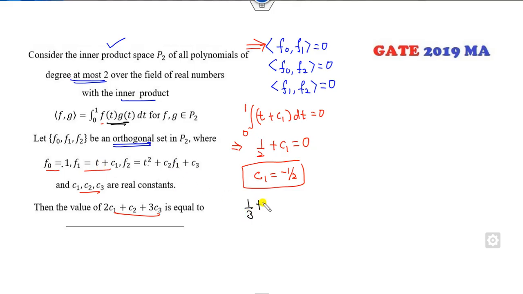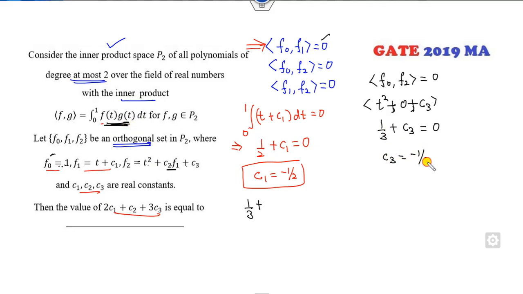What is the integration of F1? F0, okay, F0 and F2. I can tell you a simple way. There is no need to solve like this: F0, 1 into t square is basically t square. F0 into F1, if you multiply F0 and F1, there is already a 0. F0 into C. So basically your target is to find this one. So it is 1 over 3 plus C3 is 0 by using this integration. So what is that? C3 is minus 1 over 3. So basically this part is there.